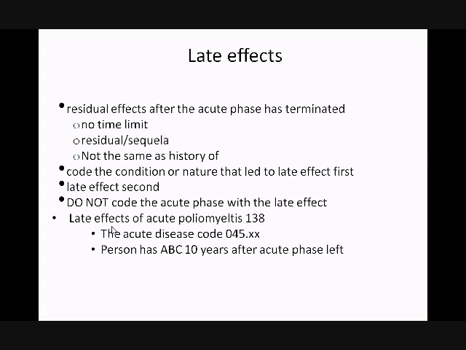So let's say we had a late effect of acute poliomyelitis. The acute phase of poliomyelitis is 138. The acute disease code itself is 045 XX. So the person has ABC 10 years ago after the acute phase has left, and that's how you will structure that code.